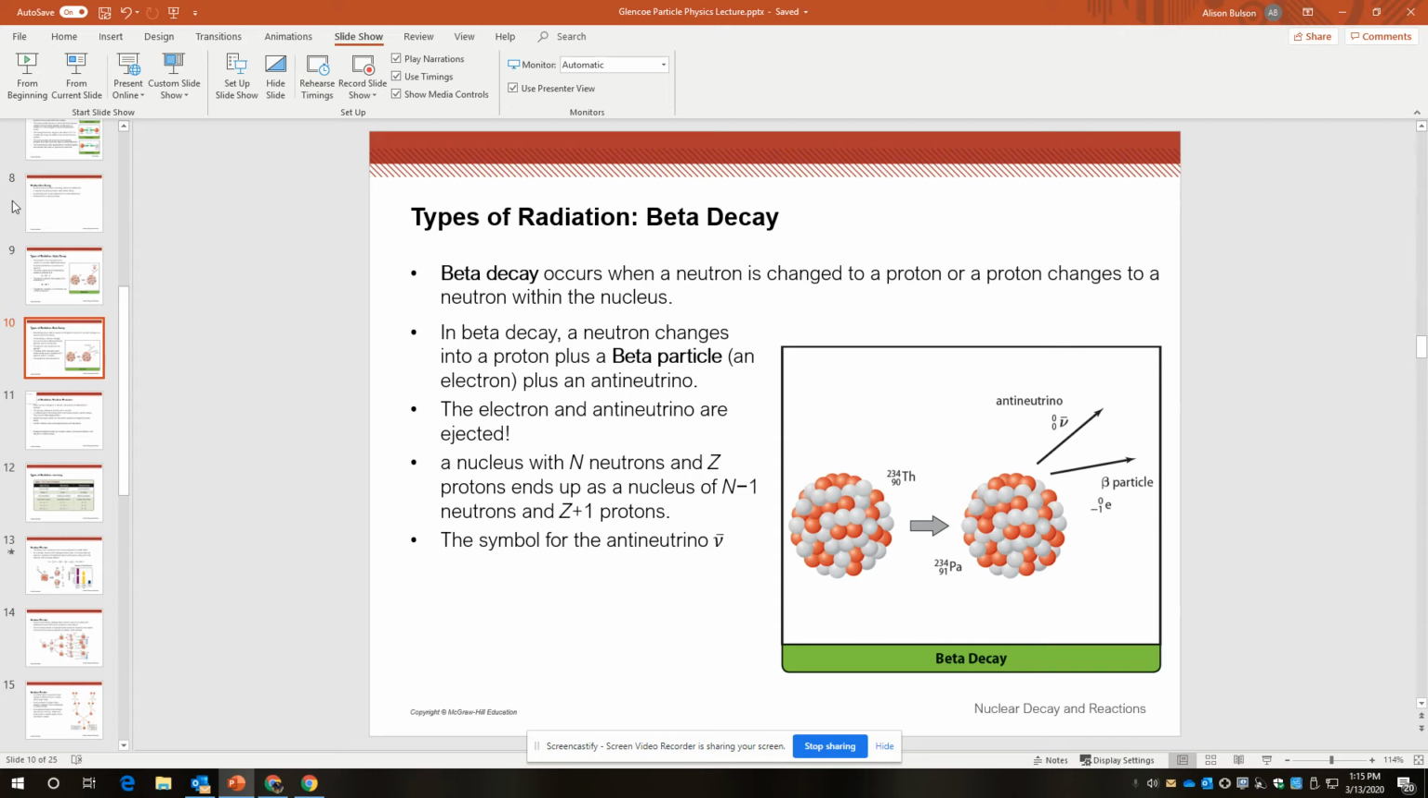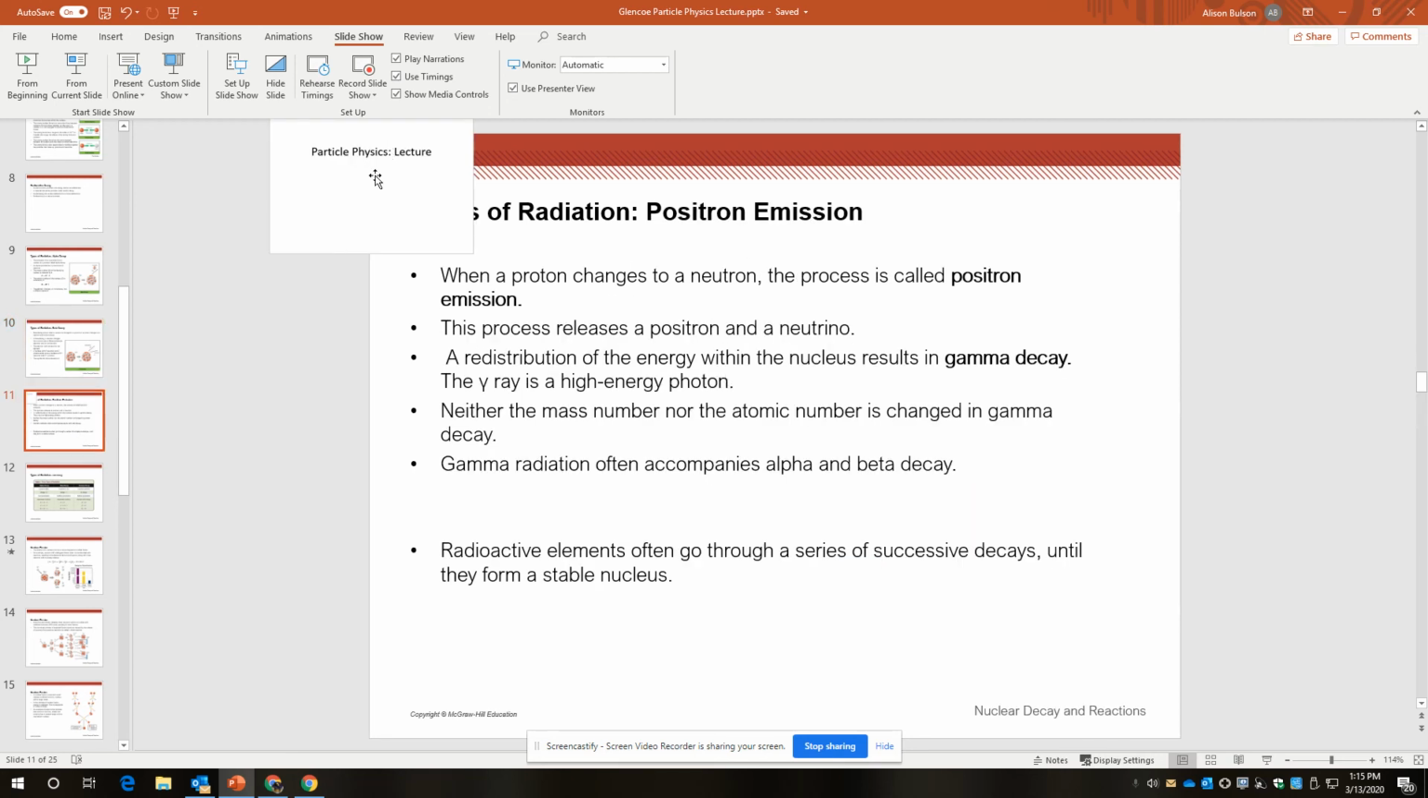So in beta decay, the neutron changes into a proton, and a beta particle, which is an electron, and an antineutrino are ejected from the nucleus. You've now changed one of your neutrons to a proton, which means you've increased your atomic number by 1. You have now a different substance as a result of this decay. And sometimes it's energetic enough to also eject a gamma particle, which is the same thing as a high energy photon.